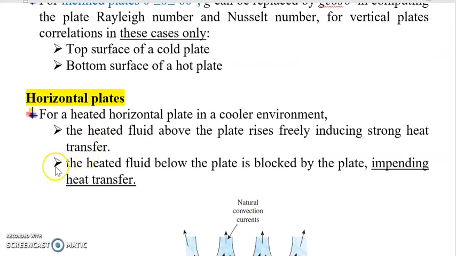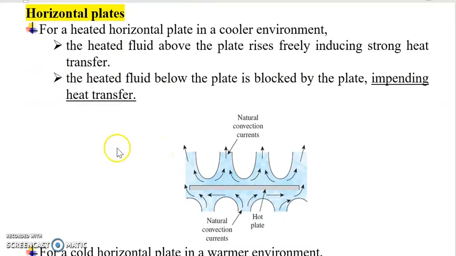The horizontal plates. For a heated horizontal plate in a cooler environment, the heated fluid above the plate rises freely, it's unbounded. So as it is heated, the air next to the horizontal plate is heated up, lighter, and rises. The heated fluid below the plate is blocked by the plate, impeding heat transfer. So it's discouraged because it is blocked by the presence of the flat plate.